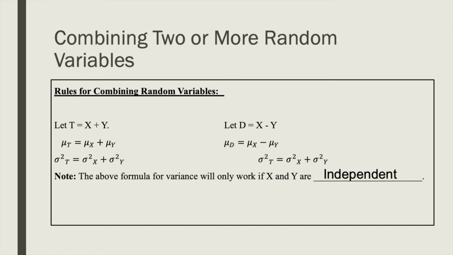We learned these formulas for our discrete random variables, but they hold true for all random variables, even continuous ones. So remember, when you're adding two random variables, like T equals X plus Y, you add the means to find the new mean, and you add the variances. When you're subtracting two random variables like D equals X minus Y, you're subtracting the means, but you're still adding the variances. And that formula for variance will only work if X and Y are independent random variables. In other words, they have no effect on each other.